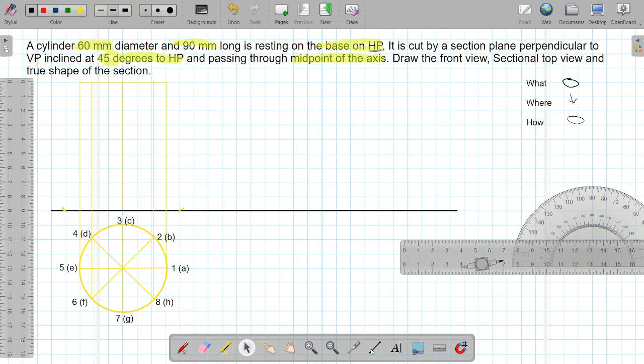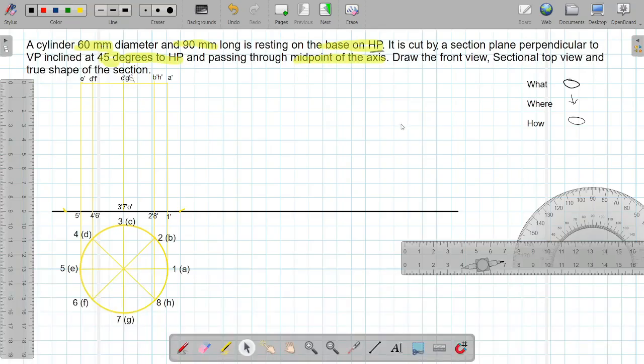Similar naming we will give in the front view. So after drawing this basic diagram of a cylinder, that is the front view and top view, now we have to see what details are given about the section plane, and we have to section the solid accordingly. If we read the question, it is cut by a section plane perpendicular to VP, inclined at 45 degrees to HP and passing through the midpoint of the axis. We know that the total axis length is 90 mm, hence the midpoint will be 45.